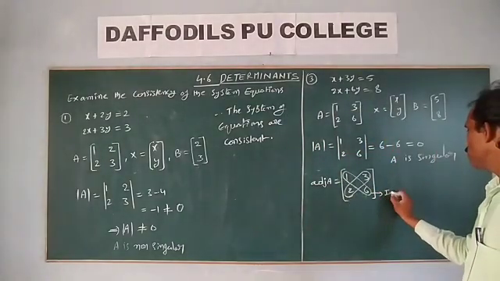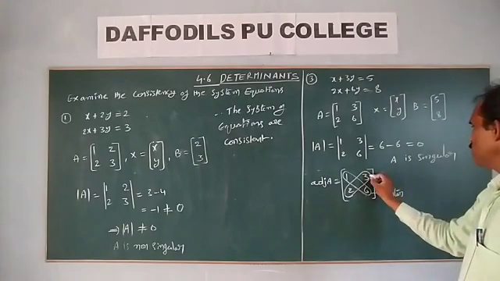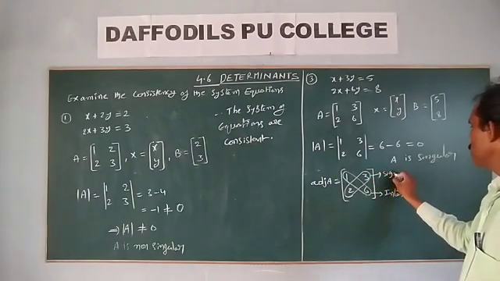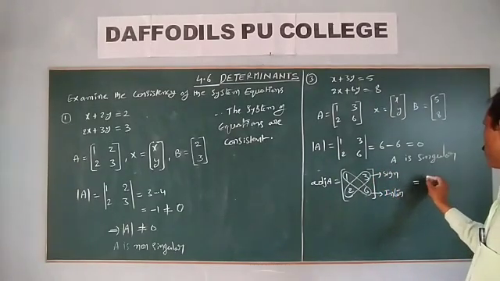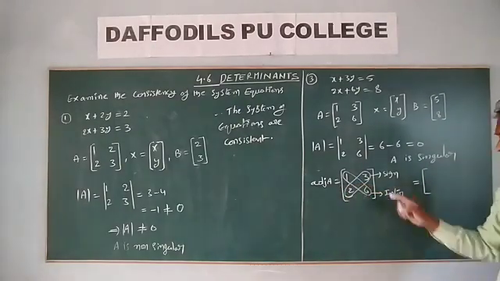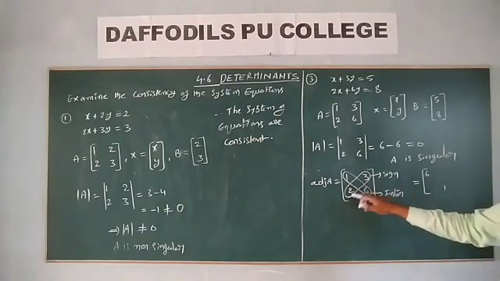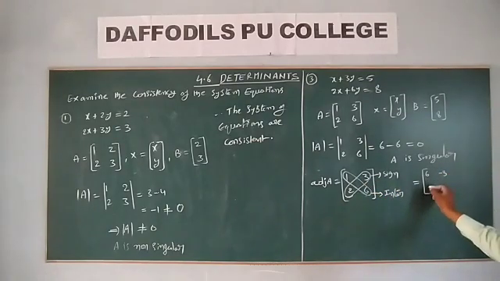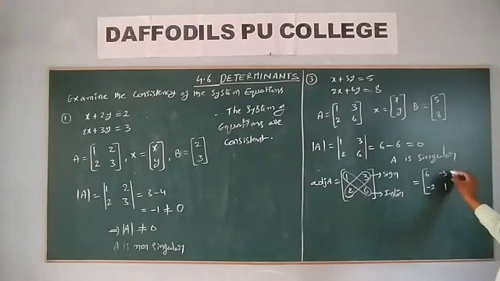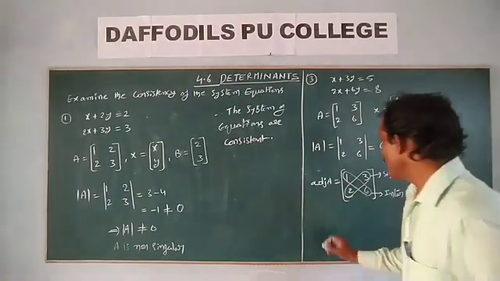Adjoint A means interchange these elements and change the sign. The adjoint is: interchange these two elements, 6 and 1, and change the sign of these two elements, minus 2 here and 1. So this is adjoint A. Okay, next, adjoint A into B.